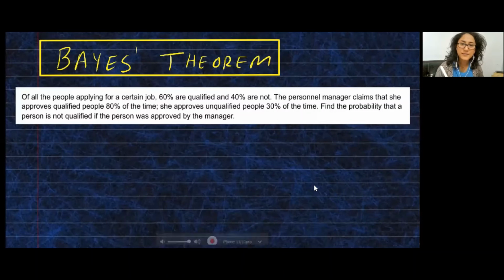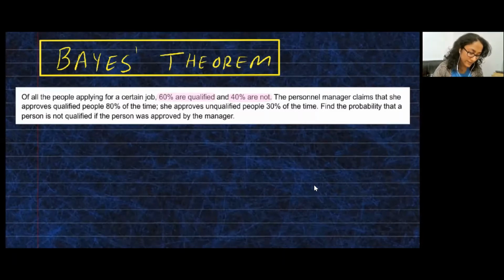Let's go ahead and work out a problem involving Bayes' theorem. So here I have an example of the people applying for a certain job. We know that 60% are qualified and 40% are not. So based on that info, we can construct a tree diagram.